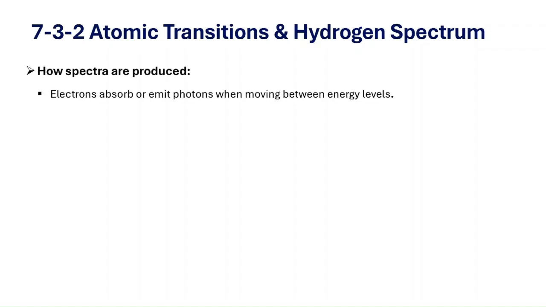So think of the electrons as living on fixed floors of a building. They can't stand between floors. And if an electron goes up a floor, it must absorb a photon. And if it drops down, it releases a photon. So this explains why we see sharp, exact lines in spectra. Only certain jumps are allowed. And the color of the photon is determined by the energy difference between those floors. A big jump gives a short wavelength, high energy photon like UV, and a small jump gives a long wavelength photon like red light.